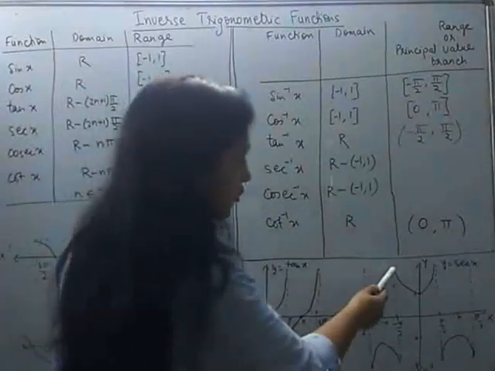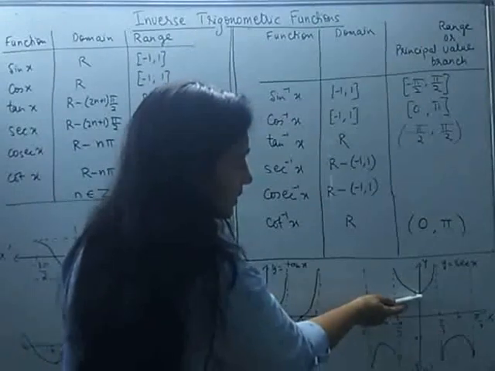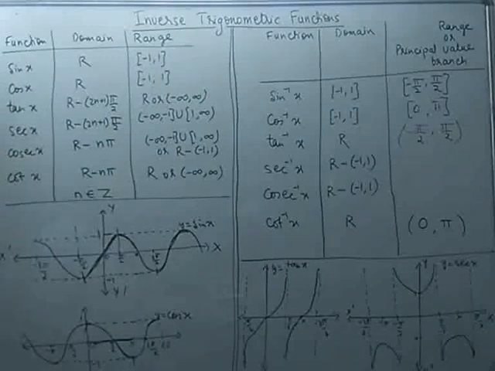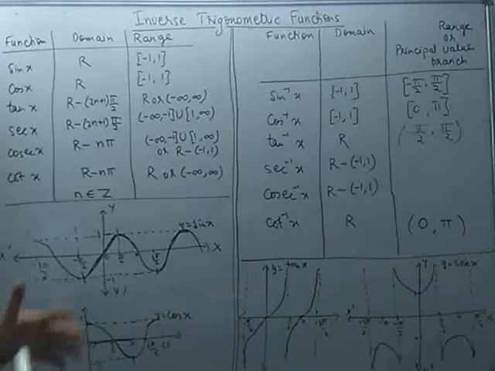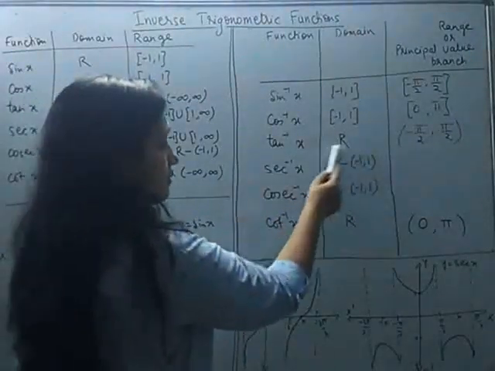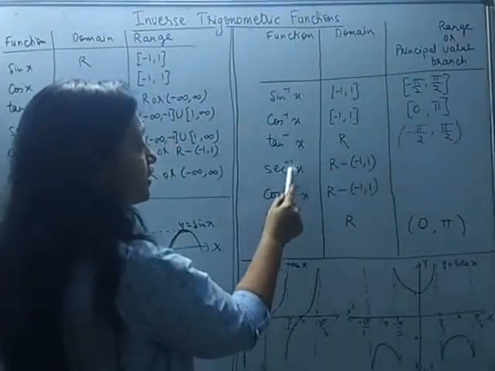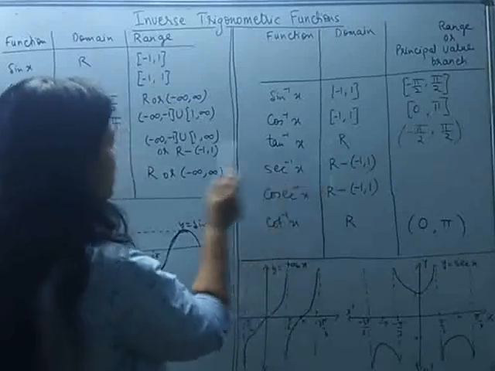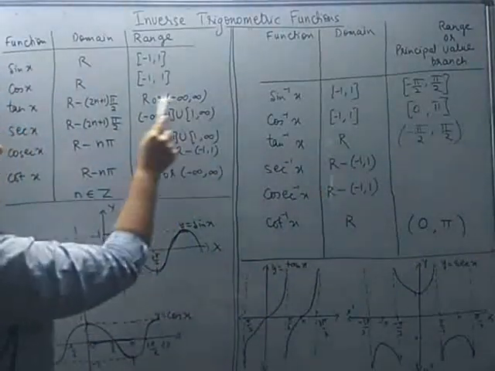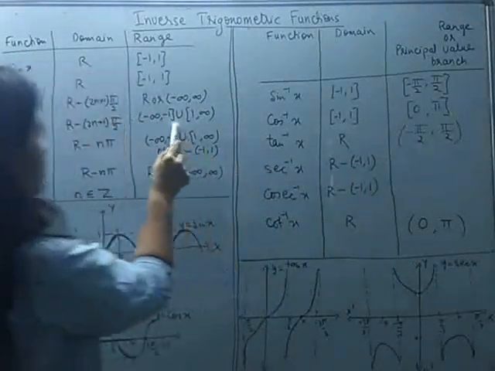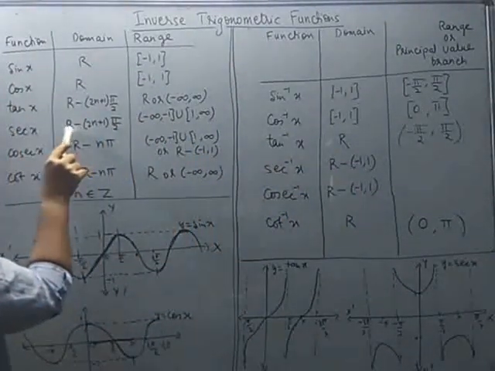Look at the curve for sec x. It is 1 or above that, or minus 1 or below that. So we need to see if these are the values for the domain of sec inverse x, because now we are talking about inverse, so the domain of sec inverse will be this. So for all these values of x, we have to see what will be the range.